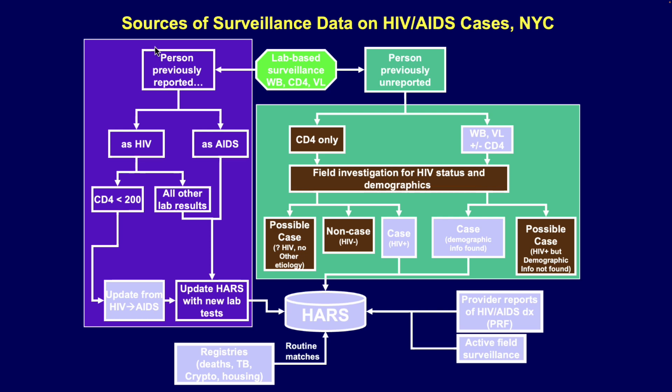Finally, you can do routine matches of the HIV/AIDS registry with other registries that are related to HIV, as we saw in the hypothetical example earlier. For example, it's important for HIV/AIDS surveillance to know the vital status of people who have been reported to the HIV registry. Have they died since they were reported to the registry, or have they died since their last laboratory test was received by the system?